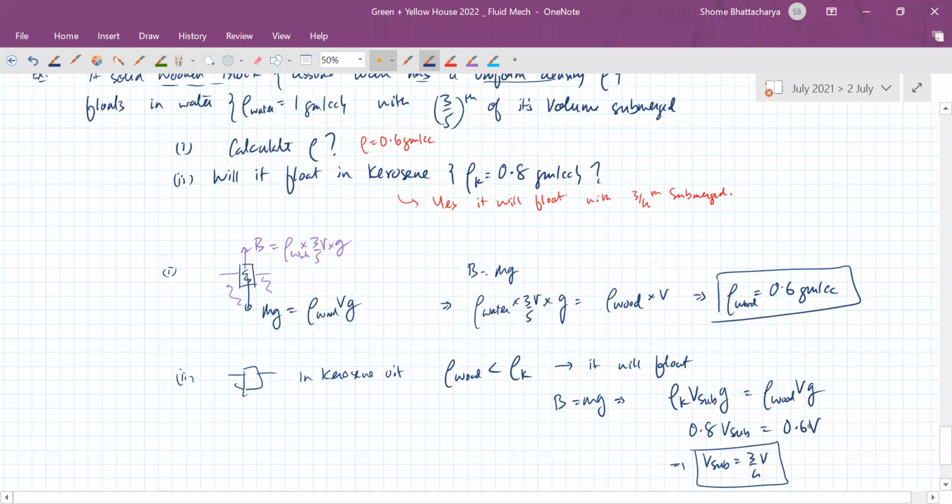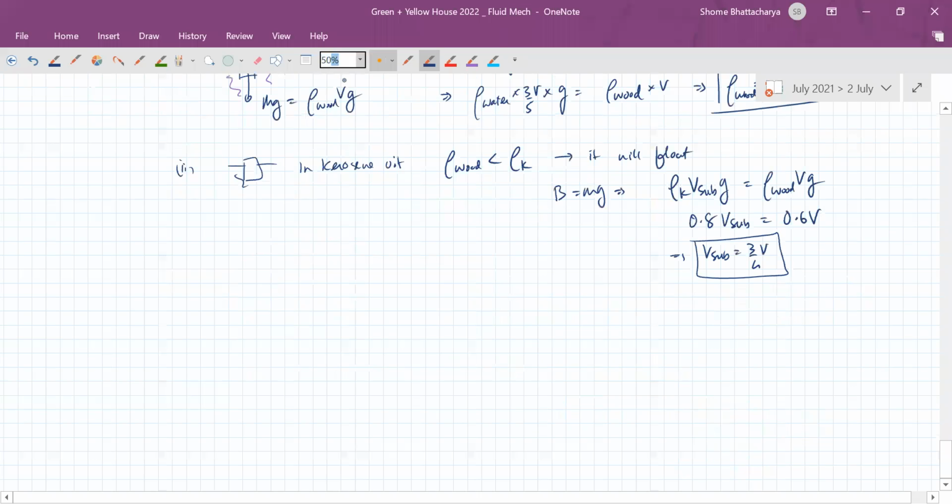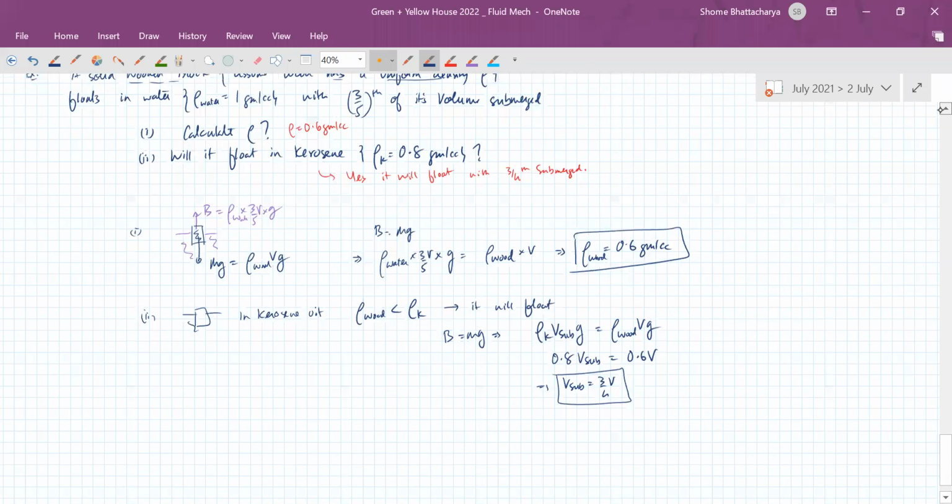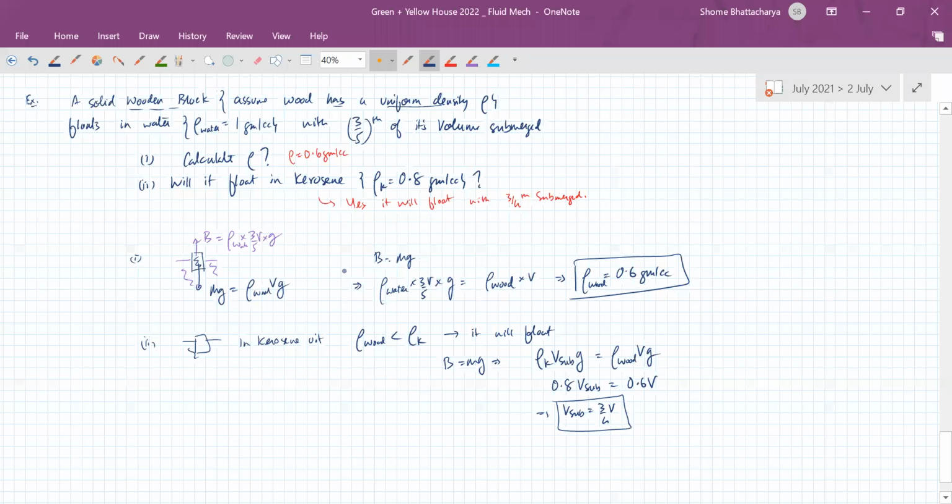Okay, so this is a very straightforward, simple type of question, and we should not have difficulty solving something like this at all. But remember, the calculation here is done in this way because we're talking about a solid wooden block which is having uniform density.